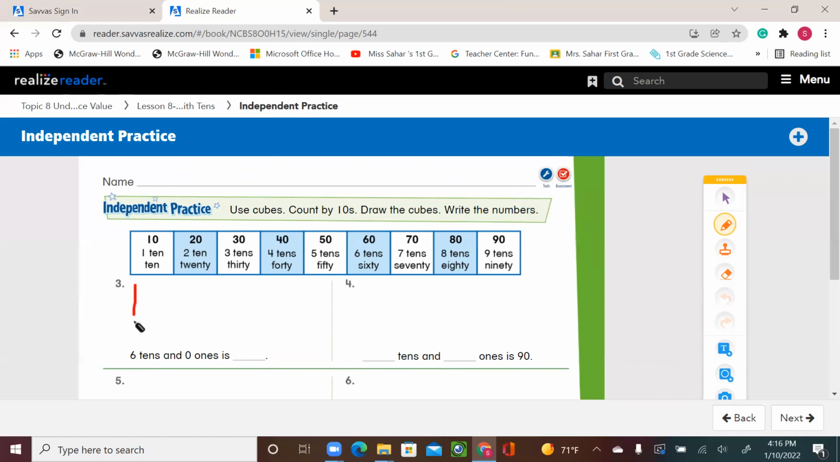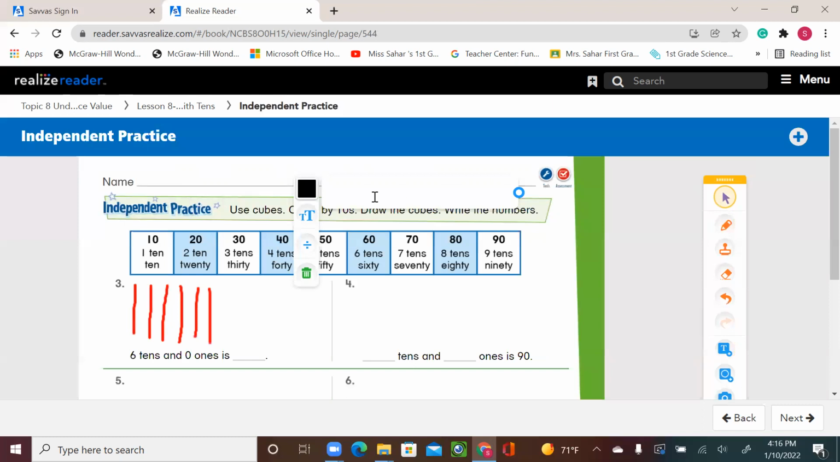this is 1 ten, 2, 3, 4, I need 6, right? 5 and 6. So 10, 20, 30, 40, 50, 60. Very good. I need to write 60. All right. So this is what we have.